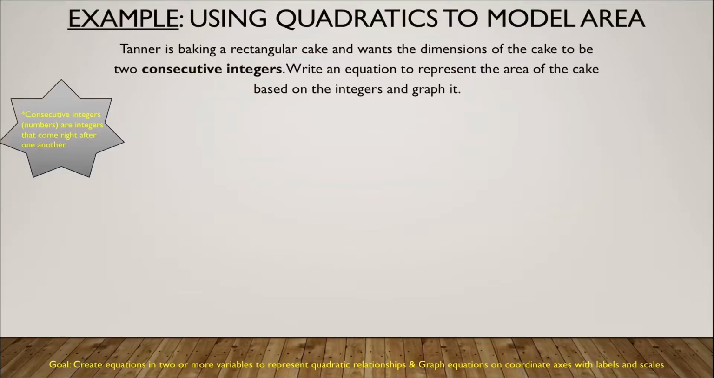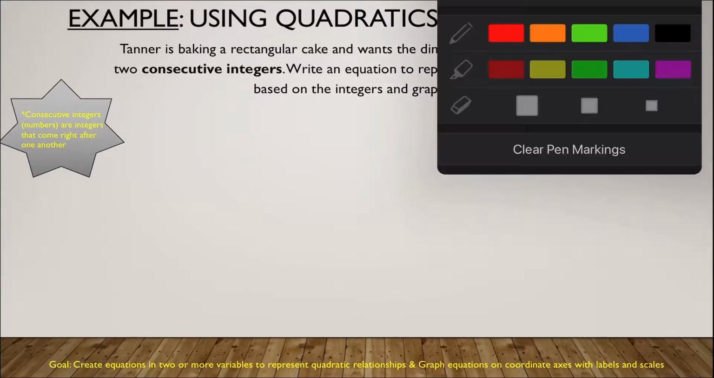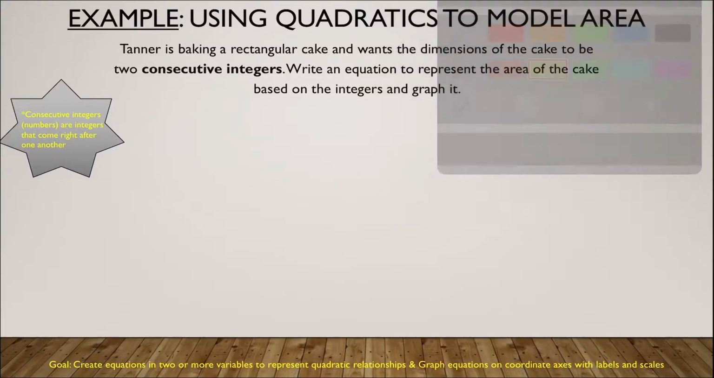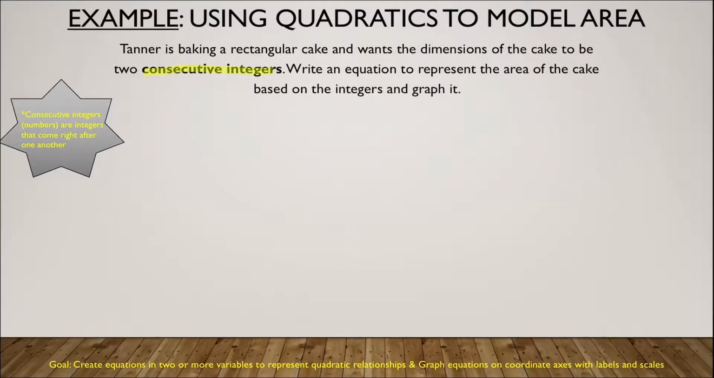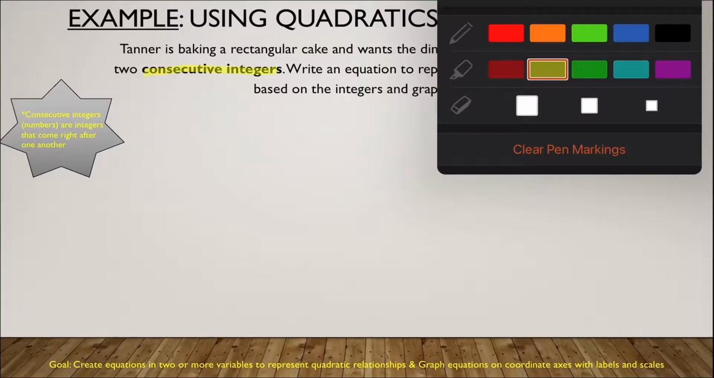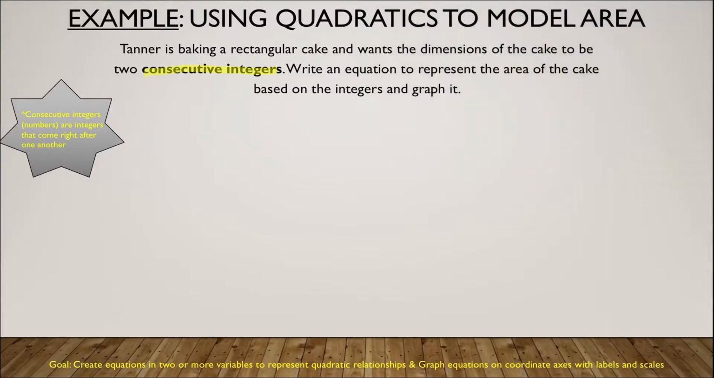Let's start with one. Tanner is baking a rectangular cake and wants the dimensions of the cake to be 2 consecutive numbers, or 2 consecutive integers. Write an equation to represent the area of the cake based on the integers and graph it. So first of all, I'm going to have a cake.